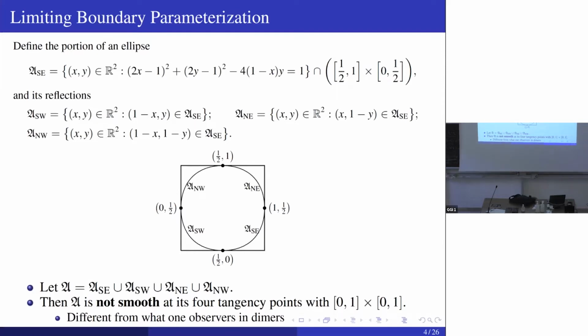And then I do all possible reflections of it. I reflect it across this line, that gives me A southwest. I reflect it through the center of the square, that gives me A northwest, and I reflect it across this horizontal line, that gives me A northeast.